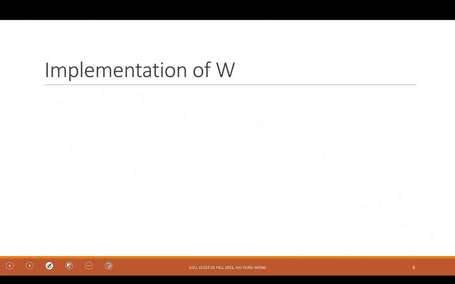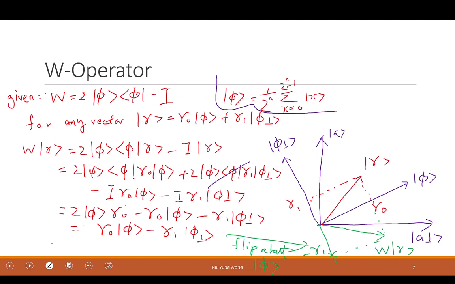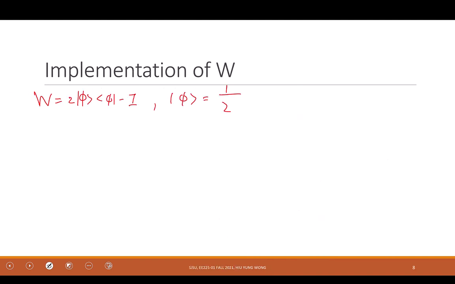So with this, let's talk about how we implement it. I gave you the W, but you should be able to implement it on a quantum computer with quantum gates. One of the ways is this. Again, W equals 2 psi outer product minus I, okay? And we remember that psi is the superposition. I think I did something wrong here. It should be 1 over the square root of 2 to the power n, summation x equal to 0 to 2 to the power n minus 1 of x, right?